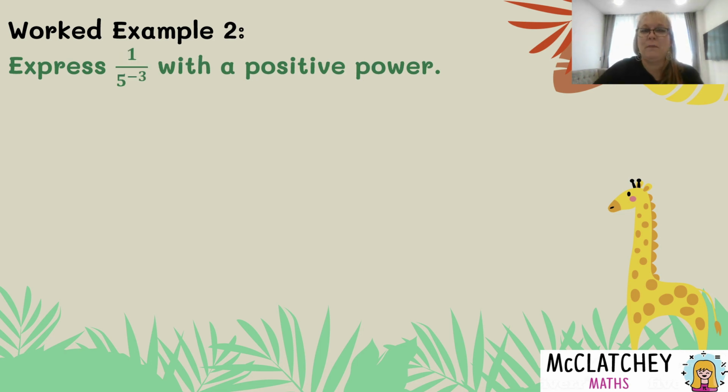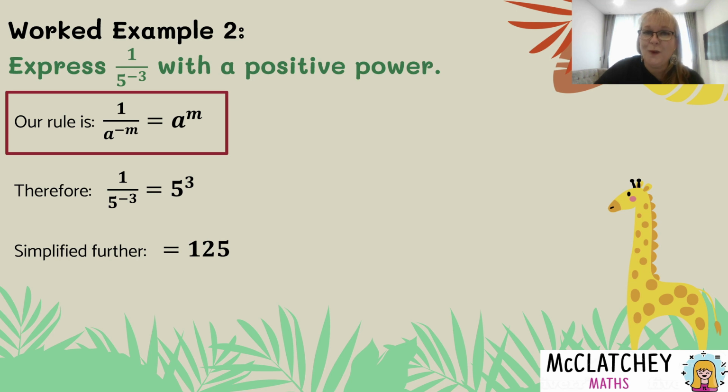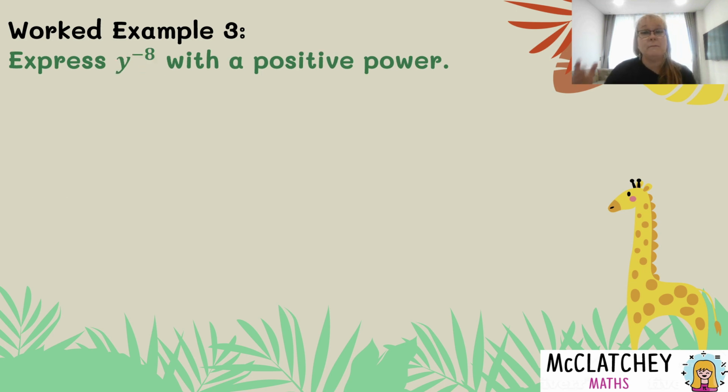Let's look at another worked example. We're asked now to use that second version of the rule. We've got this number on the denominator. It's got a negative power. We need to re-express that with a positive power. So let's pop our rule there that we need to memorize. So you can see here, if I match things up, this A is represented by the 5, the M is represented by the 3. So what's going to happen is the fraction is going to go away. It's going to turn into a whole number. The 5 is going to come up here, the 3 is going to come up here, and the negatives are going to go away. So now we've got just 5 to the power of 3. We could simplify that further as well, because 5 to the power of 3 means 5 times 5 times 5, which is 125. Let's look at another one now with some algebra in it.